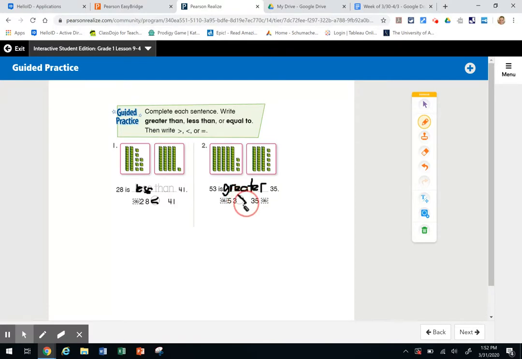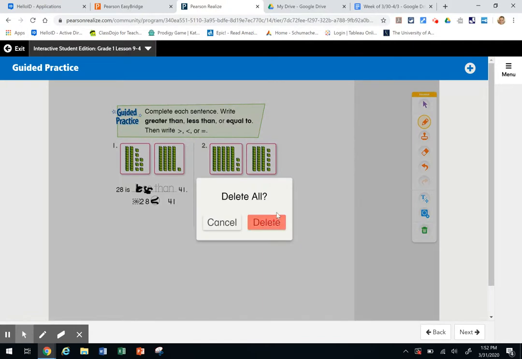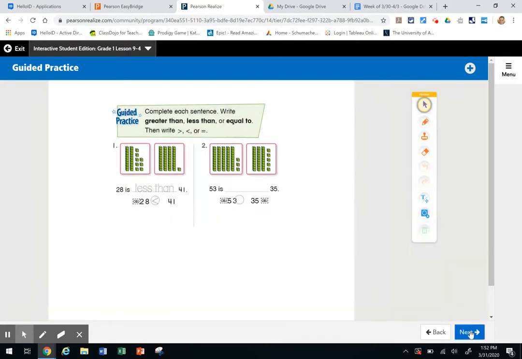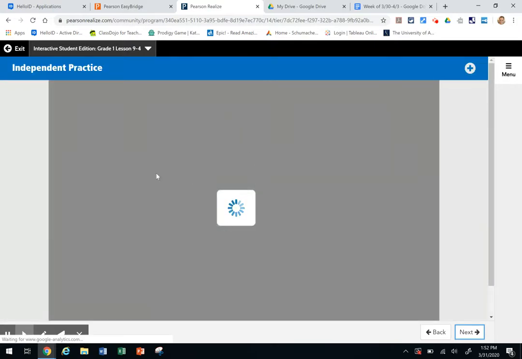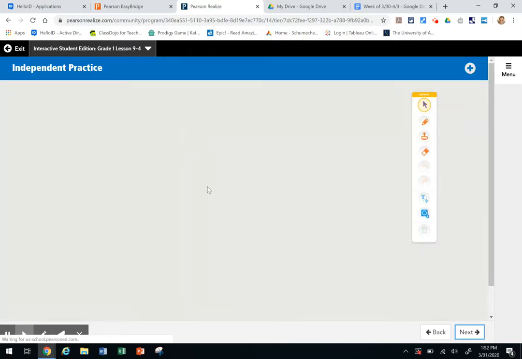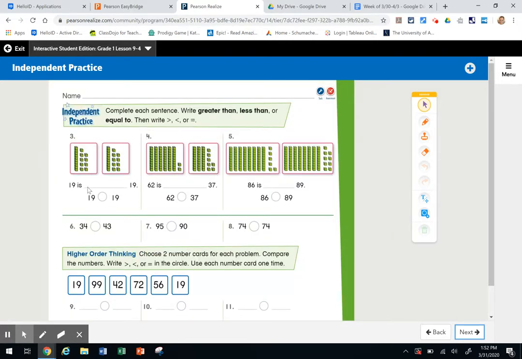So I'm going to write 53 is greater than 35. See how the mouth is eating the bigger number. All right, right now what I want you to do is the independent practice. Like I said, you can either use the workbook page that we sent home, or if it's hard to write on here, you can always get out a piece of paper and practice these on a piece of paper.